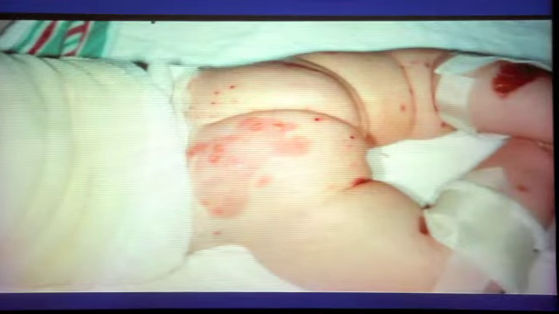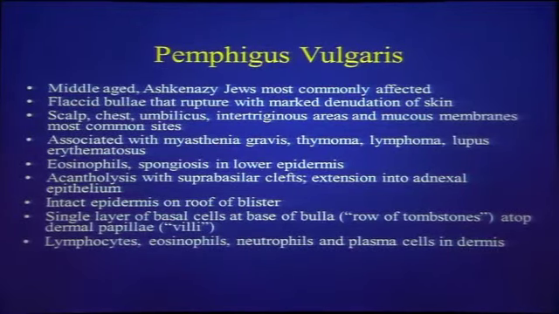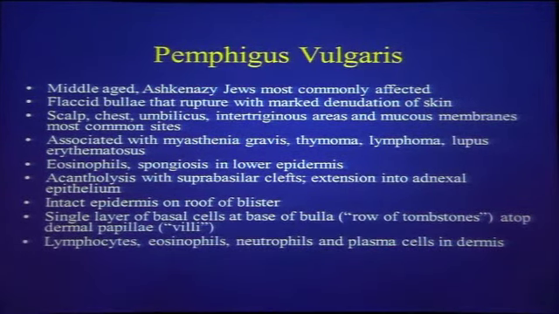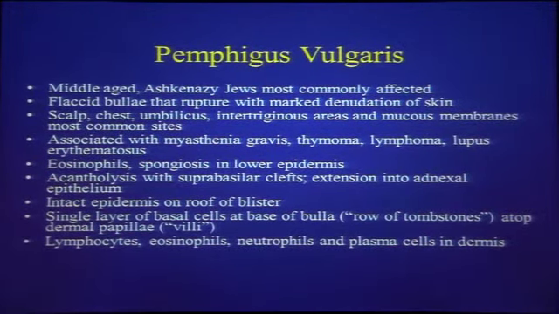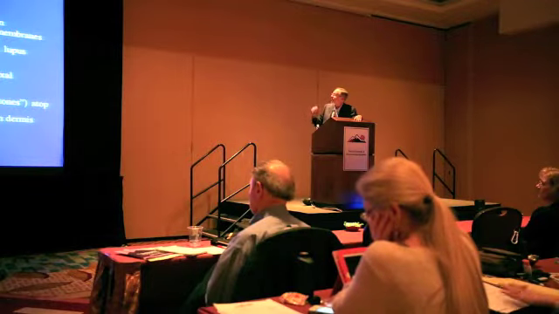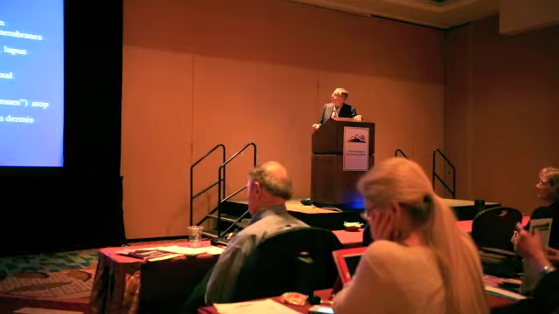This little baby had the same sort of thing. And again, you get this very superficial cleft here with neutrophils, subcorneal pustule, subcorneal cleft, sometimes with some underlying epidermal necrosis as well. Pemphigus vulgaris, probably the most important one of these to remember because this can be fatal in many cases if you don't diagnose it and treat it properly. It can be associated with underlying diseases also like thymoma, lymphoma, and sometimes lupus.